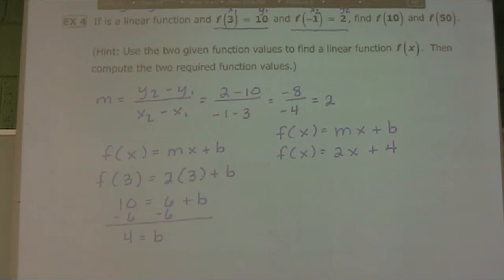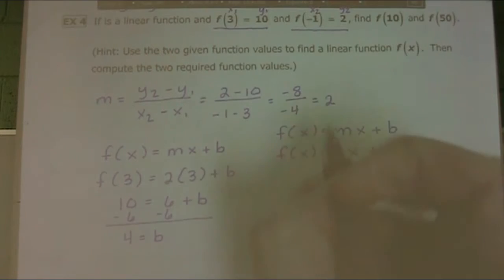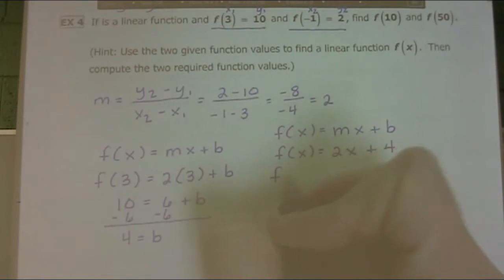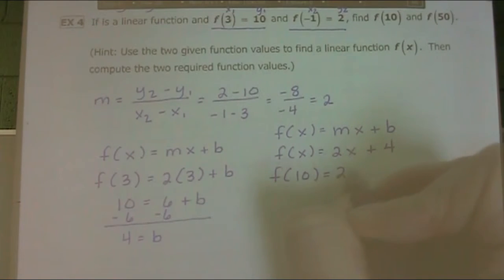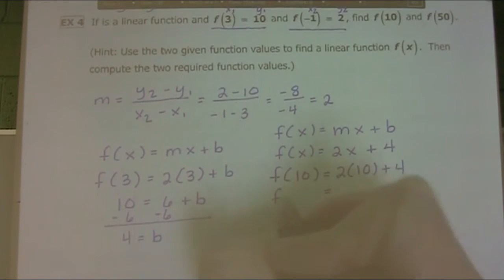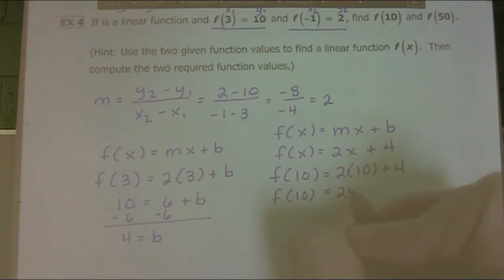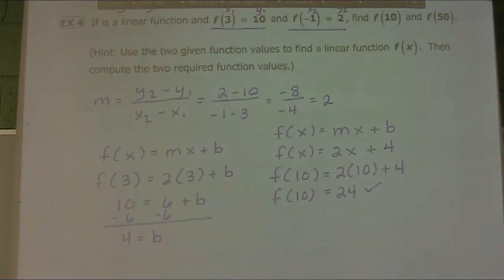Now that we have this linear function, it's easy to find f of 10 and f of 50. So to find f of 10, we're going to plug 10 in place of x. So 2 times 10 plus 4. 2 times 10 is 20, plus 4 is 24. And that's one of the values that we were looking for.